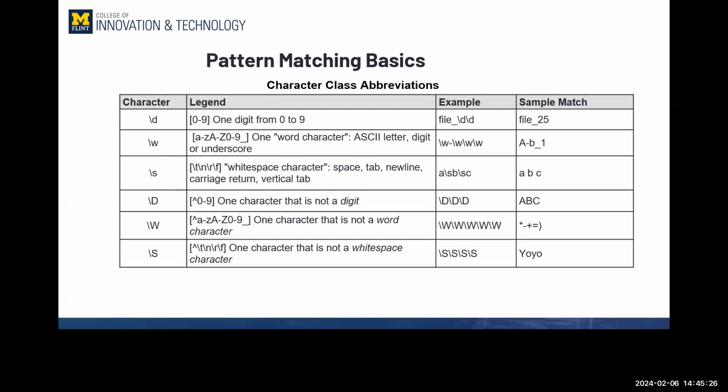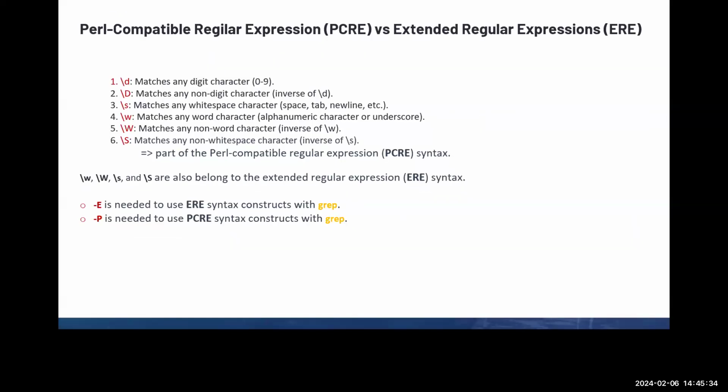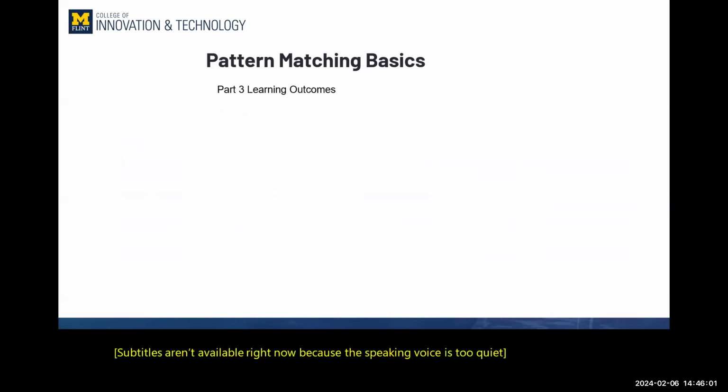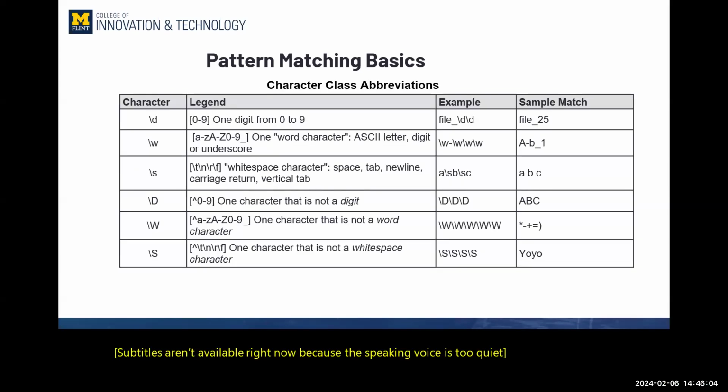Here are some examples. The \d means one digit from 0 to 9, but again, since it is part of the PCRE, we need -P to enable it. The \w means one word character; it can be a letter, digit, or underscore. The \s says that it's one whitespace. The \D says it's one character that is not a digit, the inverse of the lower d, etc. We'll try this example.